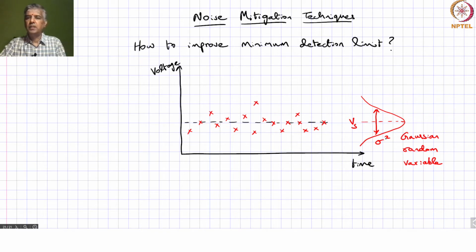Okay, so this variance, and specifically the root of that, which is the RMS value, the standard deviation, is going to be determining the minimum detectable limit, right? So if you want to improve that minimum detection limit, you need to make this thinner. You need to basically reduce that sigma square as much as possible, and so that's essentially the problem that we are going to look at.